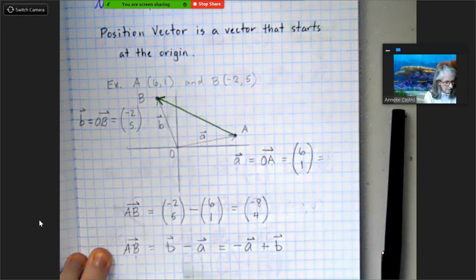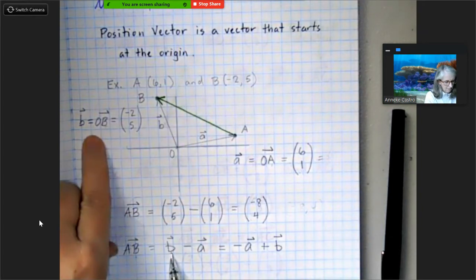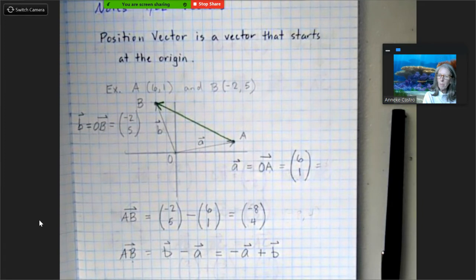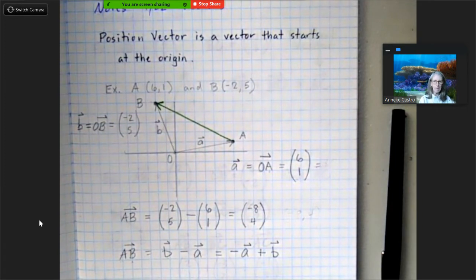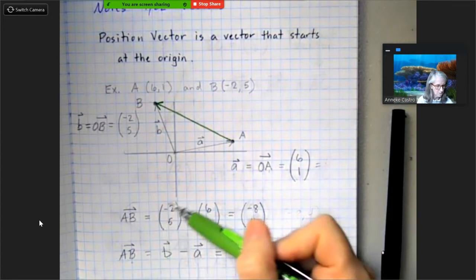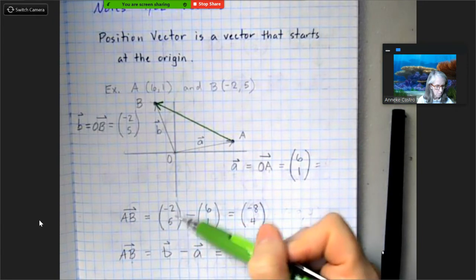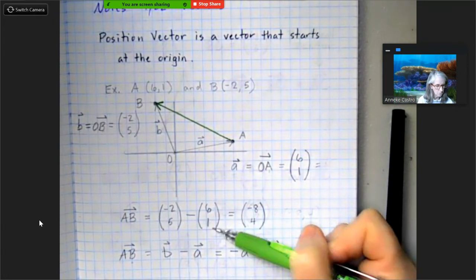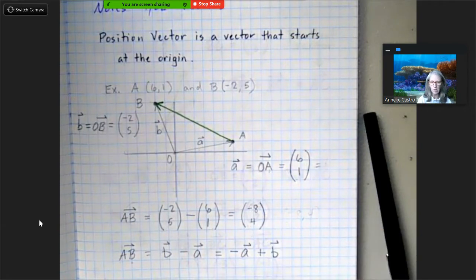We can do that by taking vector B and subtracting vector A, or doing the opposite of vector A and adding B. So that was what we discovered from the warm-up, that the fast way of making a vector between 2 points is to take the ending point, where the arrowhead is, and subtract from it the starting point. So these were the vector components of B, and this was the vector components of A. You just subtract them and you get your resultant vector.